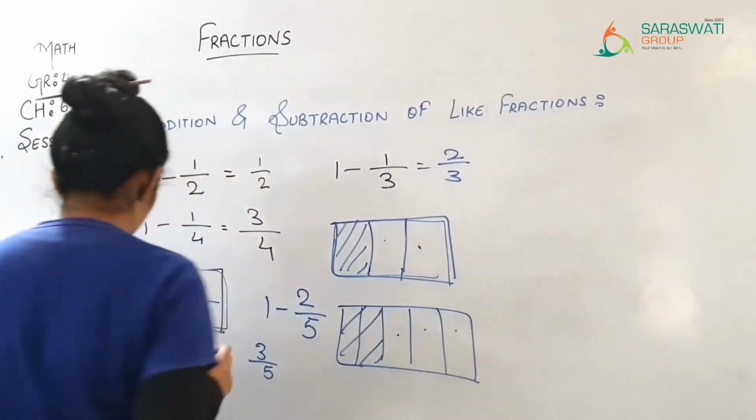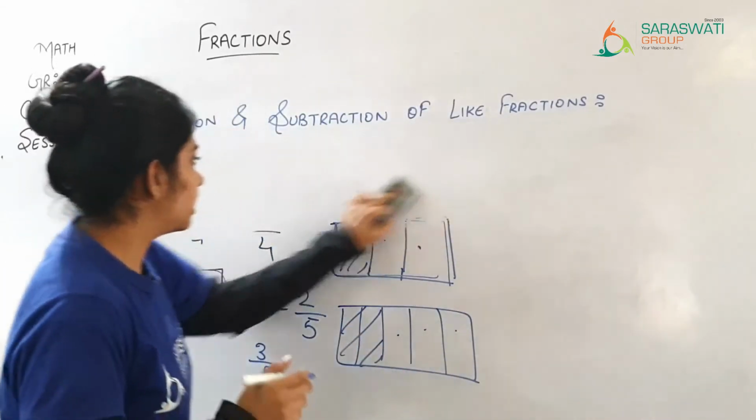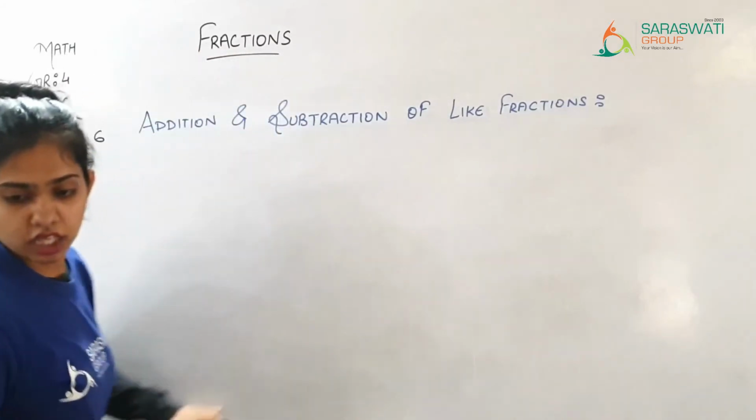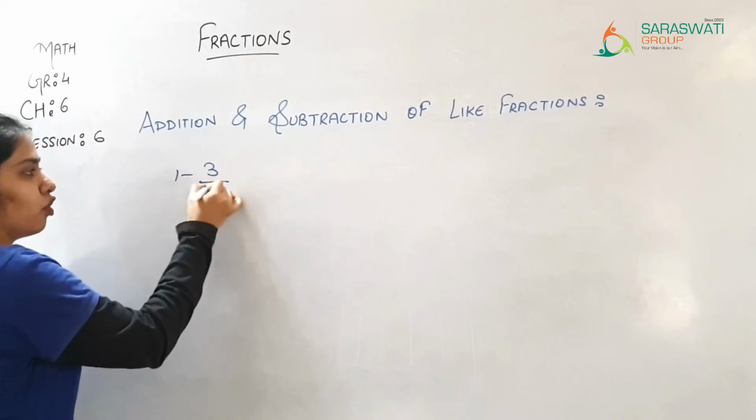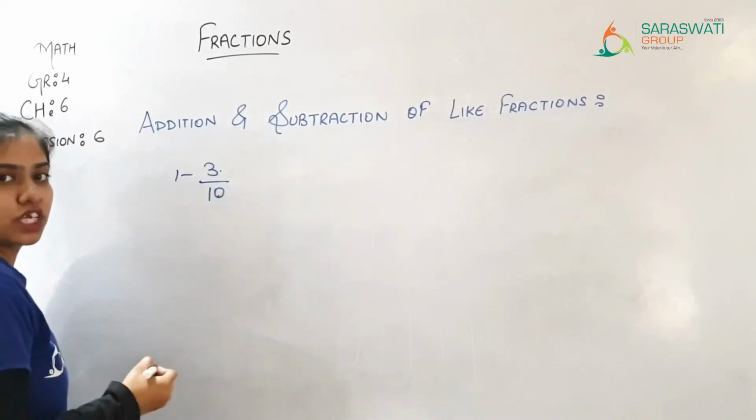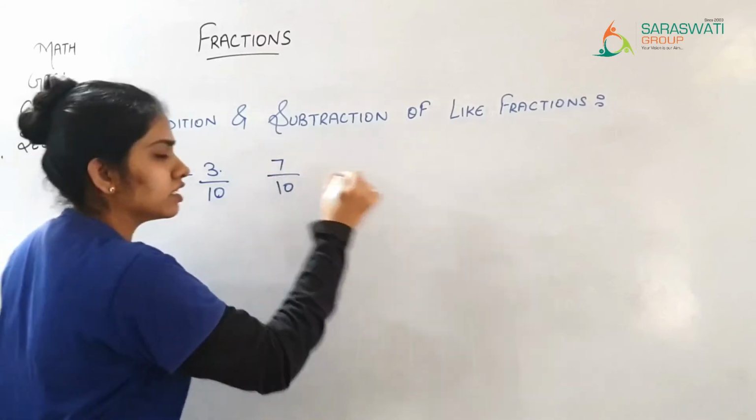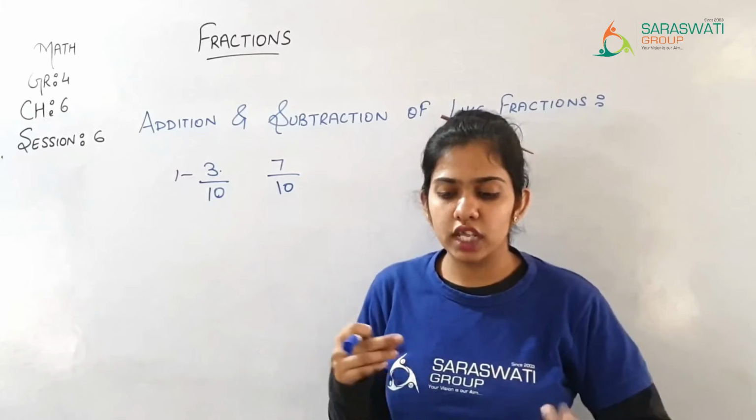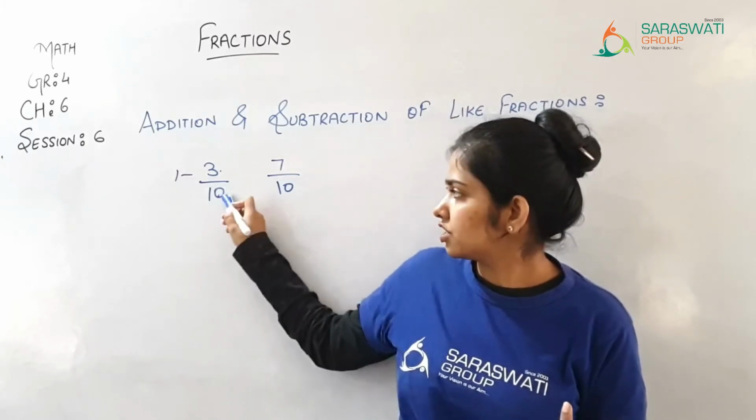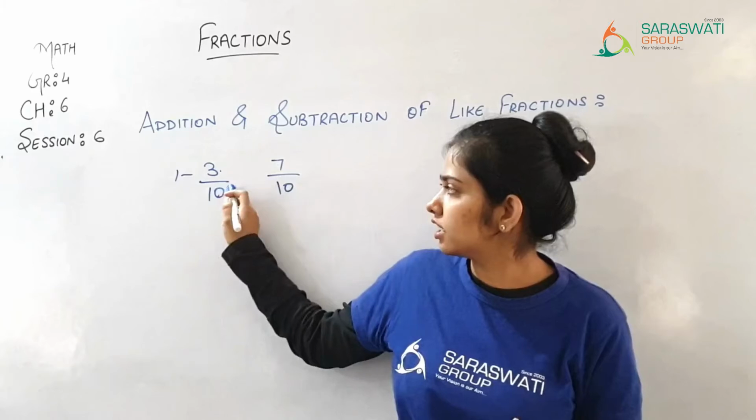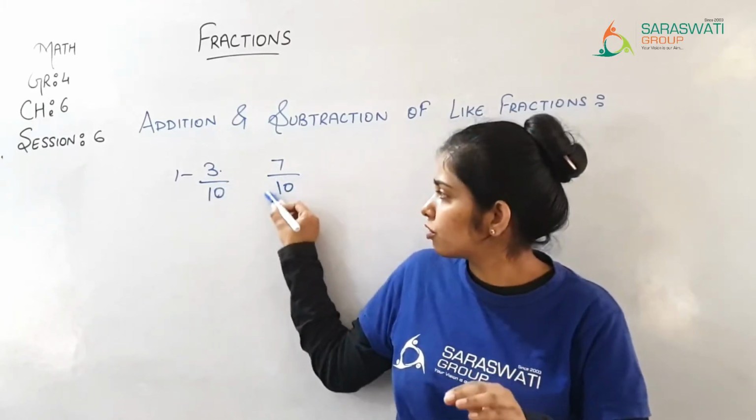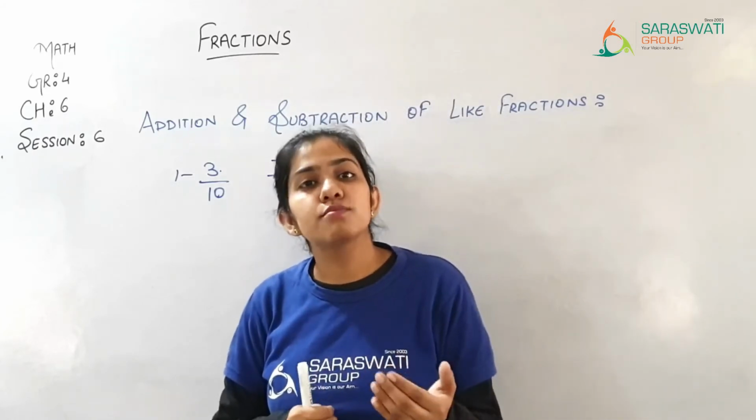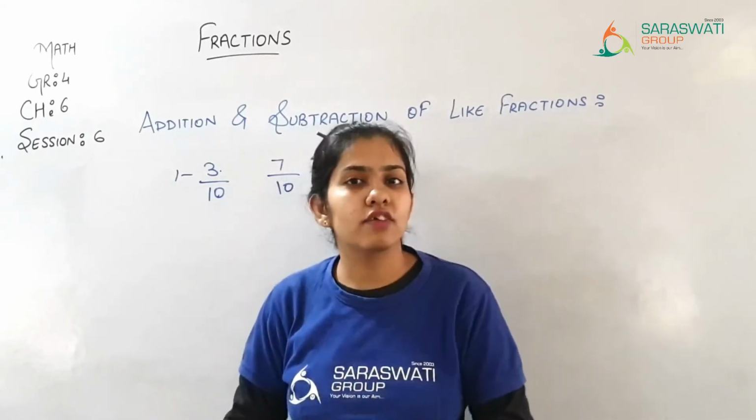Now another one, that is giving some more examples. 1 minus 3 upon 10 is there. So 10 minus 3, 7. So 7 upon 10 is your answer. So now after this you can solve it very quickly and easily. Just subtract the numerator and keep the denominator the same. Denominator का आपको फिर same ही रखना है, okay? So in this way you are supposed to solve the sums of addition and subtraction of like fractions.